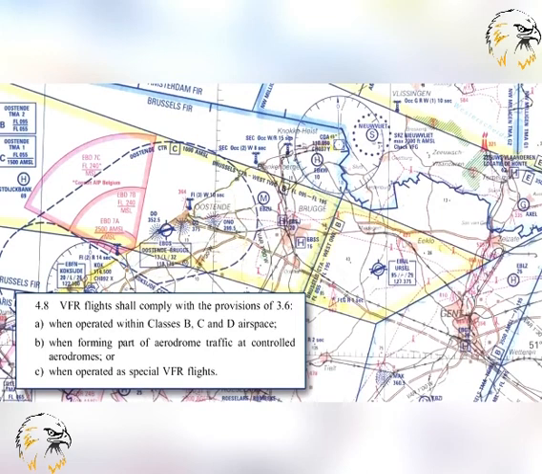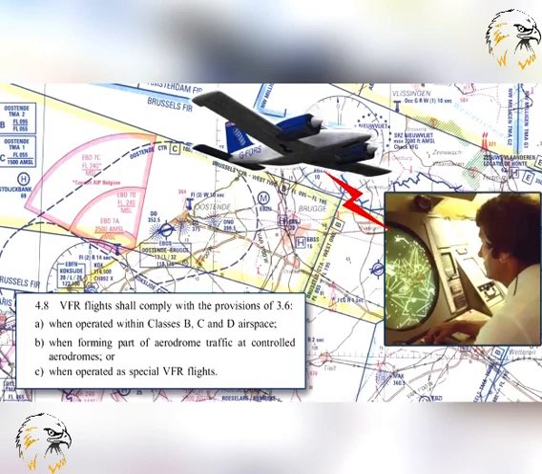VFR flight in controlled airspace is also covered by the rules of the air. VFR flights operating within airspace classes B, C and D, which will normally comprise control zones and control areas, when forming part of aerodrome traffic or operating as special VFR flights, must operate in accordance with the air traffic control requirements detailed in the rule of the air known as Rule 3.6. Rule 3.6 provisions basically stipulate that the VFR flight must obtain an air traffic control clearance and maintain a continuous air-ground voice communication watch on the appropriate communication channel.